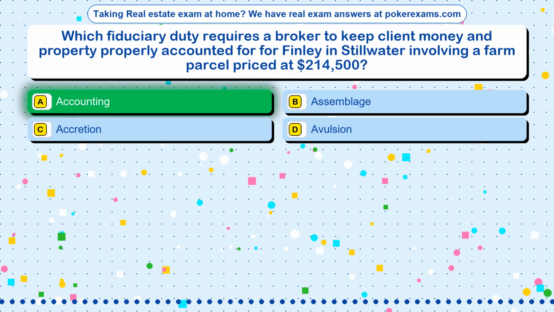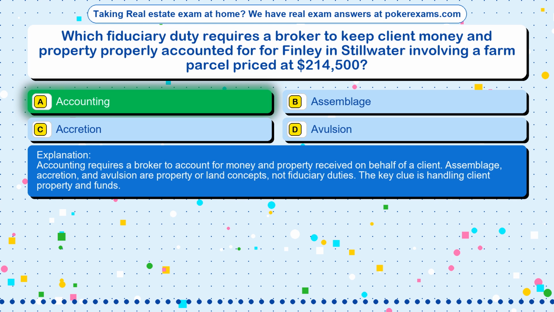The correct answer is option A. Accounting. Accounting requires a broker to account for money and property received on behalf of a client. Assemblage, accretion, and avulsion are property or land concepts, not fiduciary duties. The key clue is handling client property and funds.